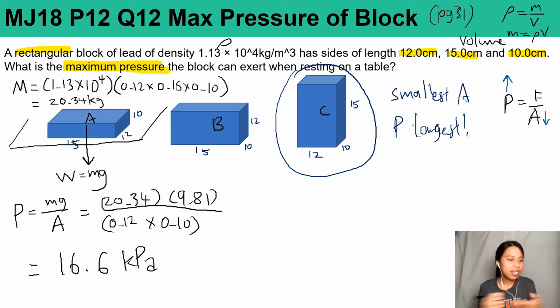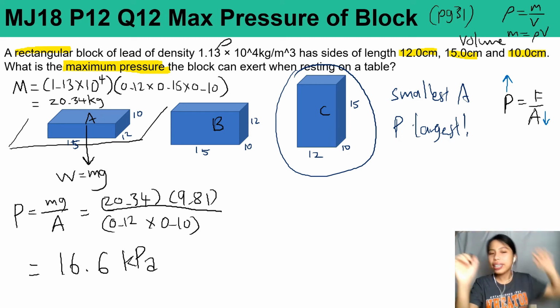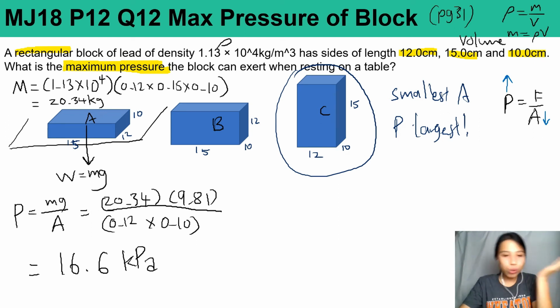Kilo because it's actually like 16653 or something like that. But we don't want to write so many digits, so just kilopascal, for convenience sake. So this is one way we can do it. Break down every step and find the pressure.